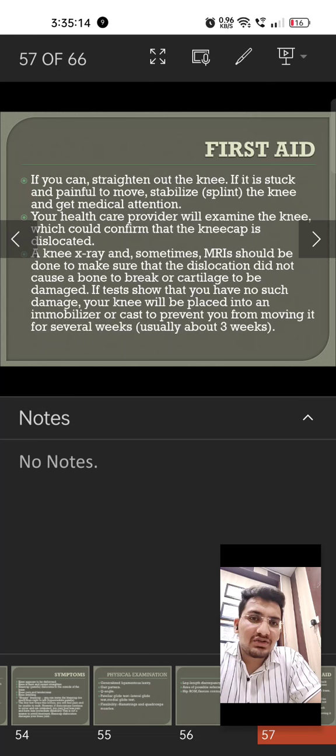After that, your health care providers will examine the knee, that is the professionals, which could confirm that the kneecap is dislocated or not. So a knee x-ray and sometimes MRI should be done to make sure that the dislocations did not cause a bone to break or cartilage to be damaged. So if tests show that you have no such damage, your knee will be placed into an immobilizer or cast to prevent you from moving it for several weeks. That is usually about up to 3 weeks.